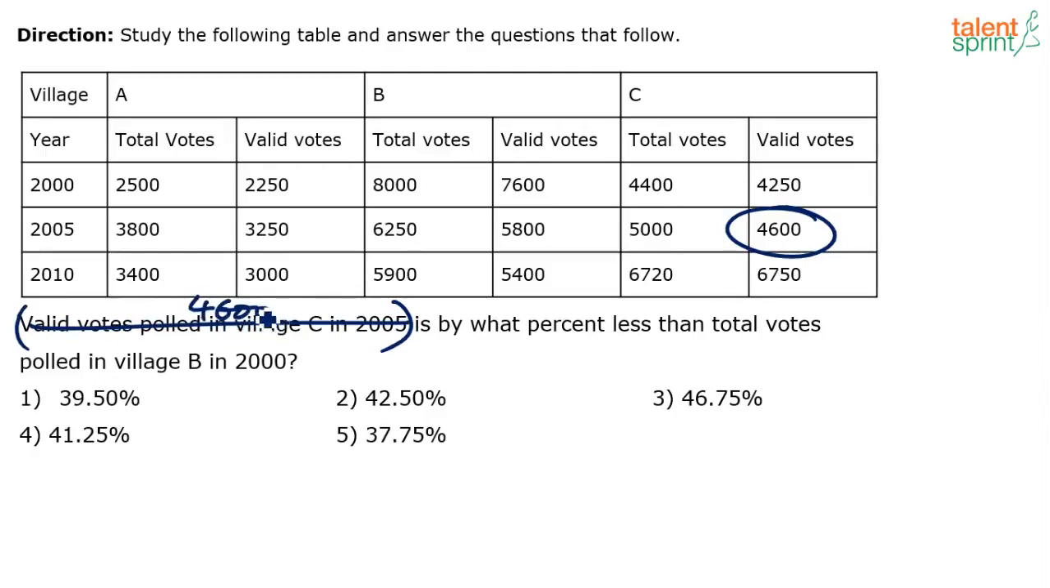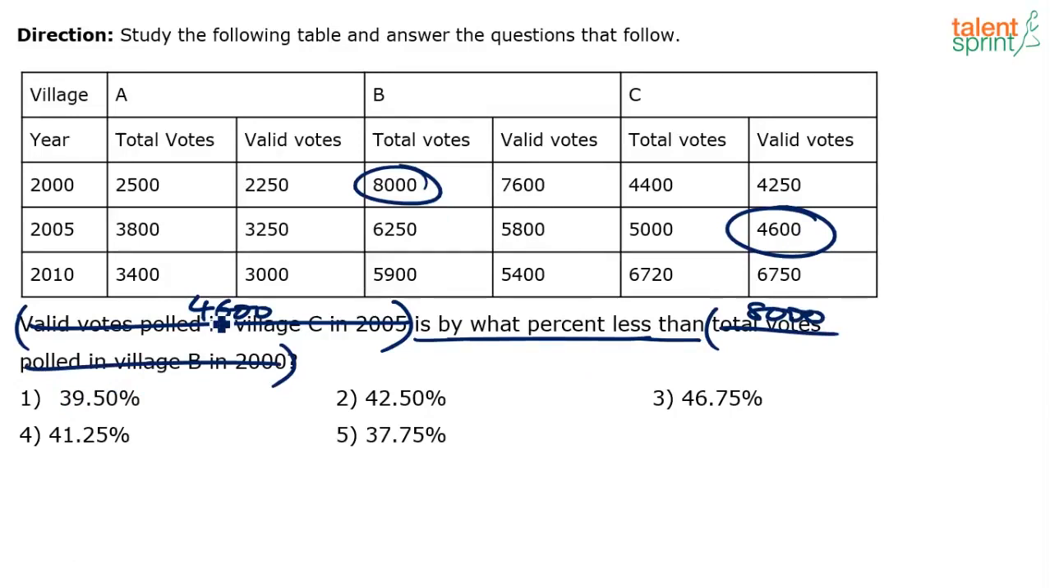So 4,600 is by what percent less than total votes polled by B in 2000? Now what is total votes polled by B in 2000? In 2000, B total is 8,000. Right? Valid of C in 2005 is 4,600. Total of B in 2000 is 8,000. So I can replace the second part with 8,000 now.